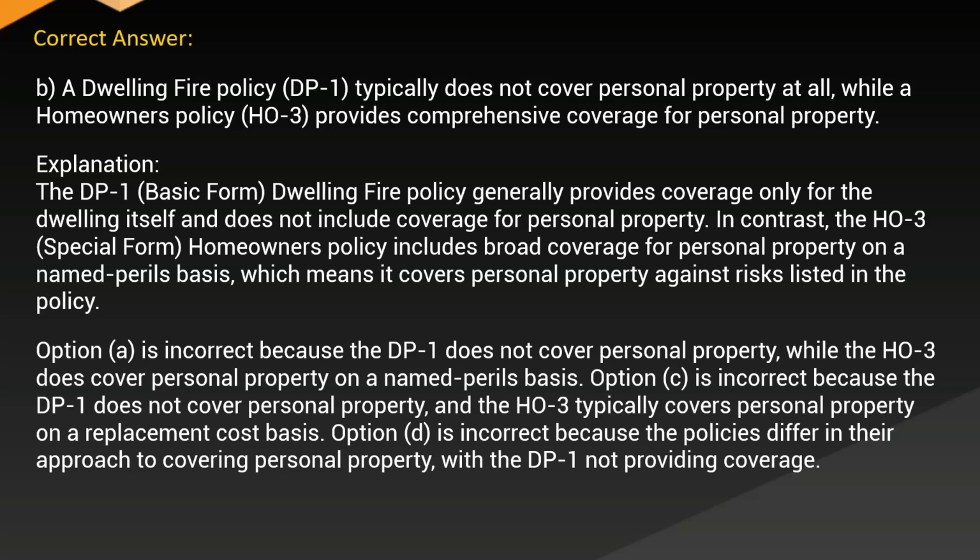Option A is incorrect because the DP1 does not cover personal property, while the HO3 does cover personal property on a named perils basis. Option C is incorrect because the DP1 does not cover personal property and the HO3 typically covers personal property on a replacement cost basis. Option D is incorrect because the policies differ in their approach to covering personal property, with the DP1 not providing coverage.